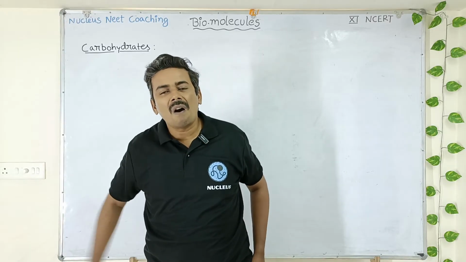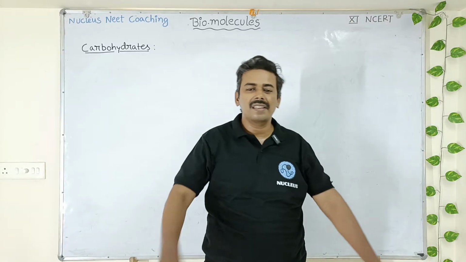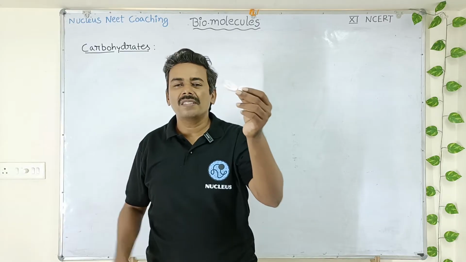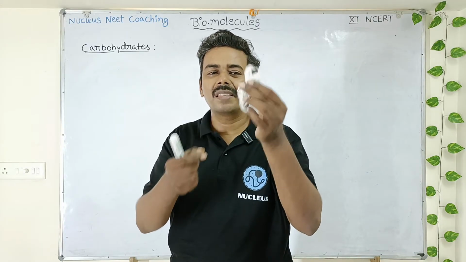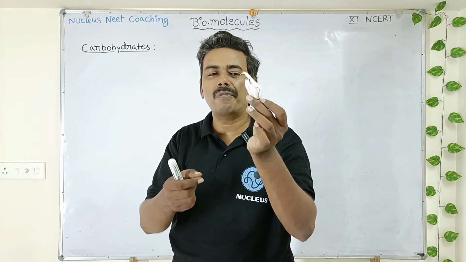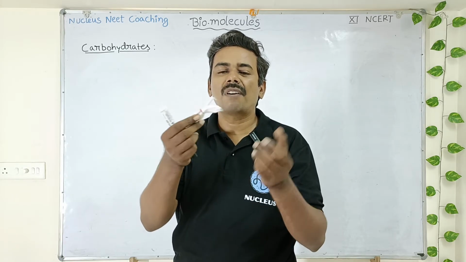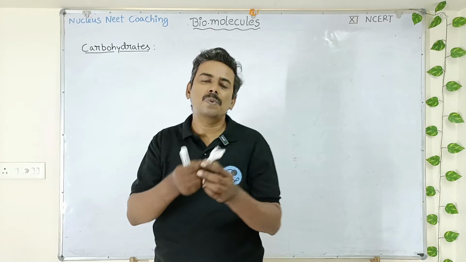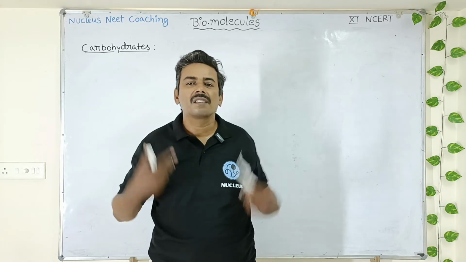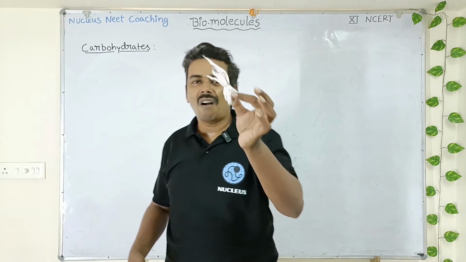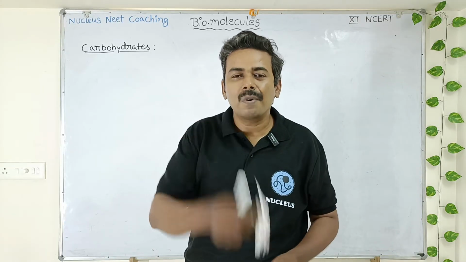Another example for carbohydrate is cotton. Cotton is the purest form of cellulose. We use cotton for making diya wicks, for lamp wicks, and also we use cotton for surgical purposes, for dressing wounds, etc. And also we make beautiful clothes out of cotton, which is also a carbohydrate.